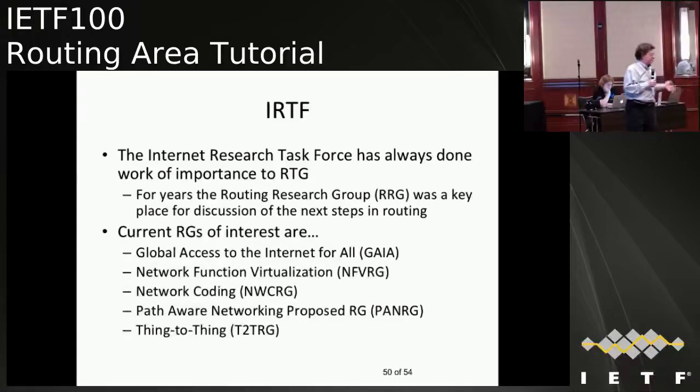So there was an SDN research group, because the question was what the implications on the internet are from the deployment of SDN. Currently, there's global access, network virtualization, network coding, which is a different kind of thing. How do you put information into packets for redundancy? Path-aware networking is a new one that's trying to see, well, if you have specific constraints, maybe you need to know more about the paths in the network. And of course, the IoT thing-to-thing research group.